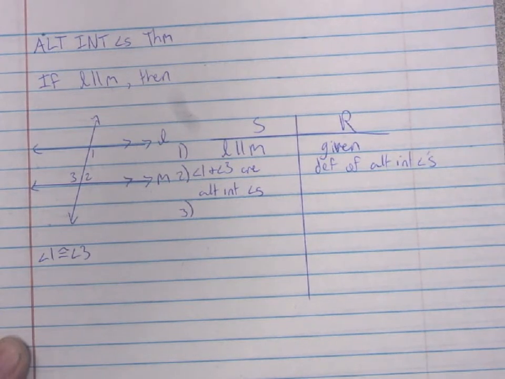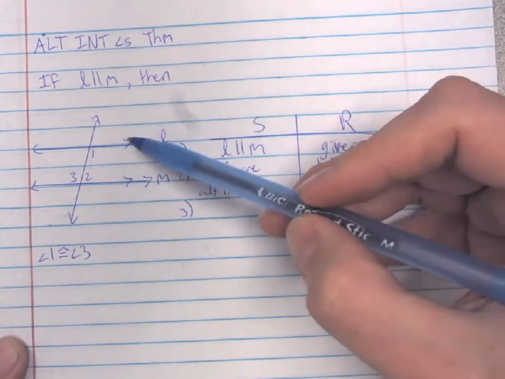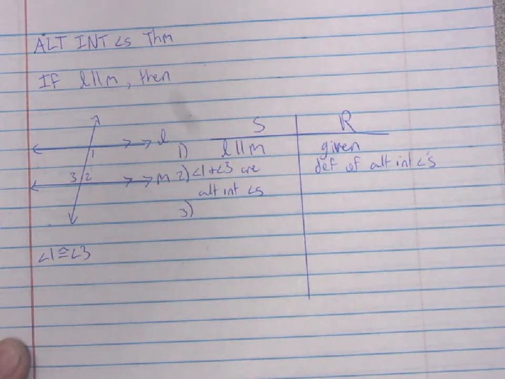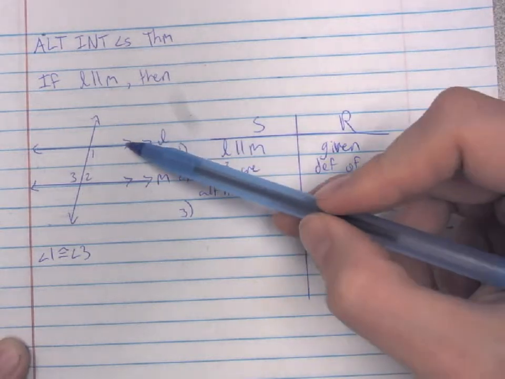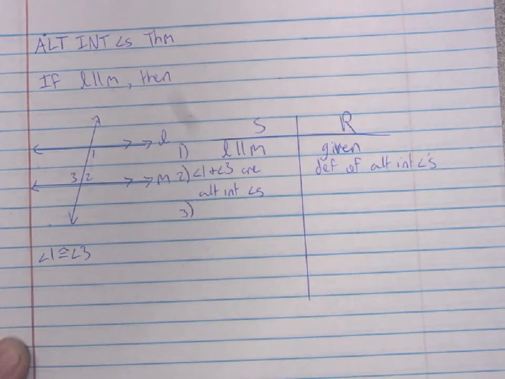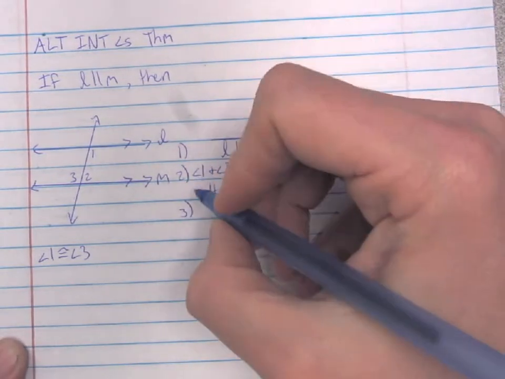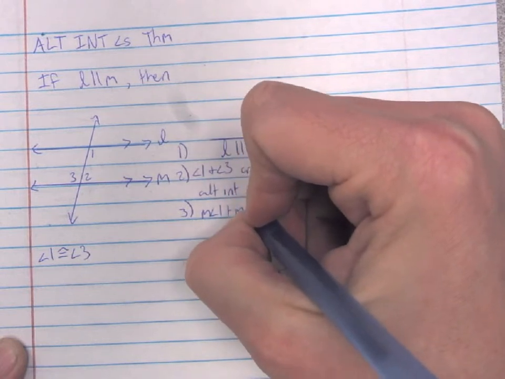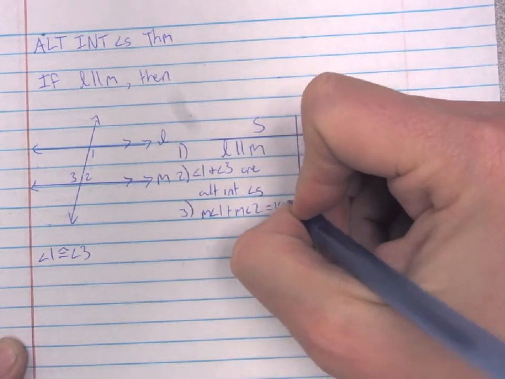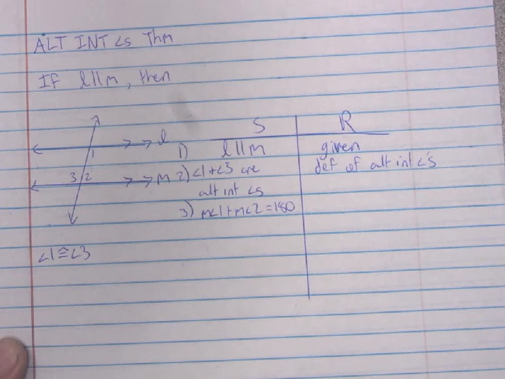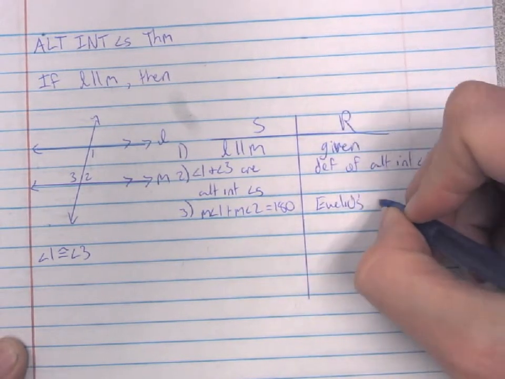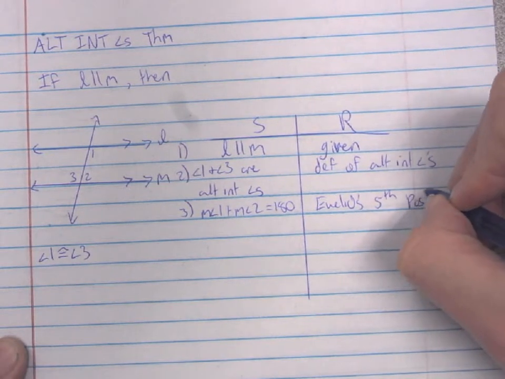Okay, cool. So let's talk about the parallel for a second. Where does the parallel get us? How does parallel help us? Well, we just talked about a minute ago that if these lines are parallel, then 1 and 2 have to add to 180. That's Euclid's fifth postulate. So let's go ahead and list that. Don't know how we're going to use it yet, but let's list it. The measure of angle 1 plus the measure of angle 2 equals 180. The reason that we can say that is Euclid's fifth postulate.